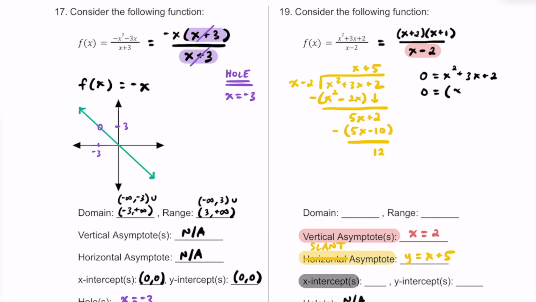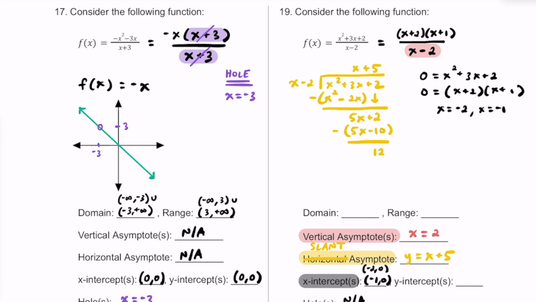We can turn this into the quantity of x plus 2 times the quantity of x plus 1. And so what values of x would make this true? That would happen when x is equal to negative 2 and when x is equal to negative 1. So there's going to be two x-intercepts here. One's going to be at negative 2, 0. The other x-intercept is going to be at negative 1, 0. So we're going to have two x-intercepts here.